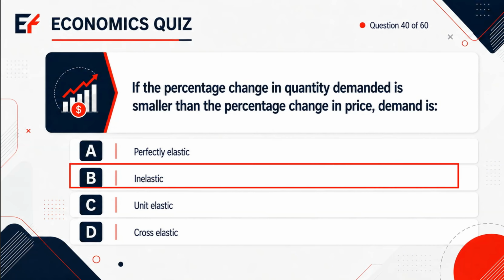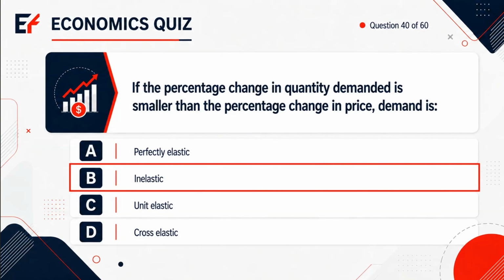Let's compare the two percentage changes. Demand is inelastic when quantity demanded responds less than proportionately to a price change. That means the elasticity value is less than 1 in absolute terms. Option B is correct because the percentage change in quantity demanded is smaller than the percentage change in price.